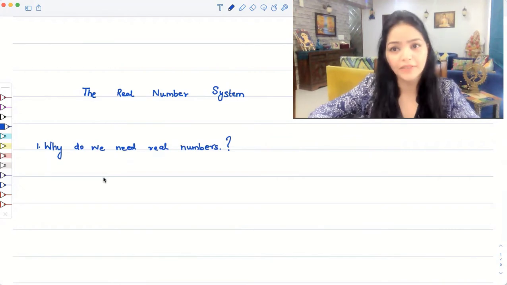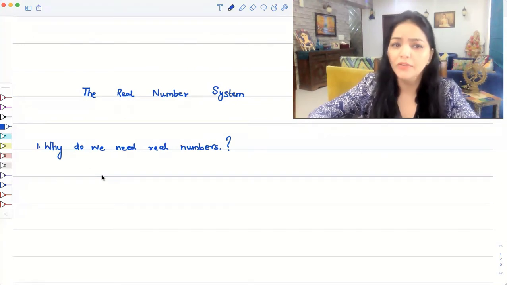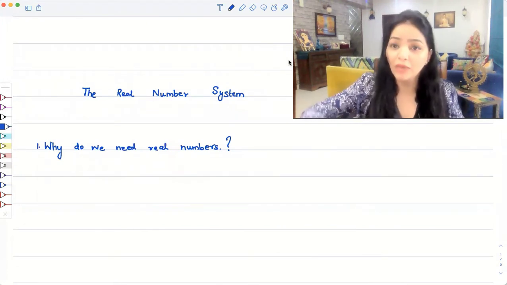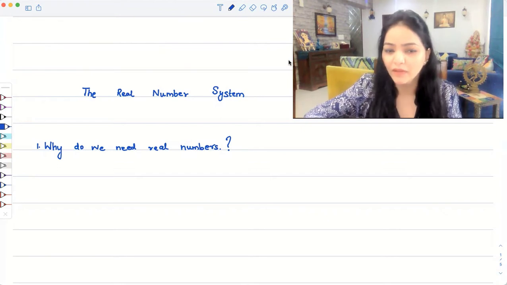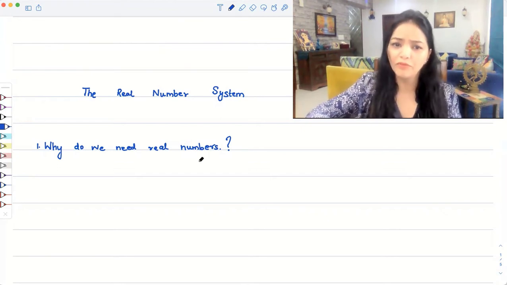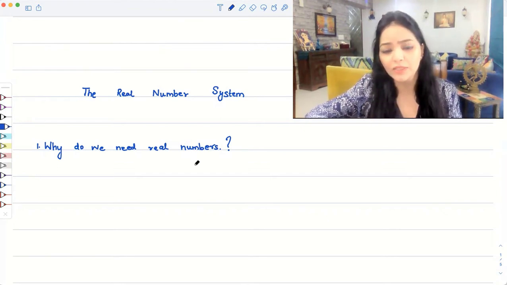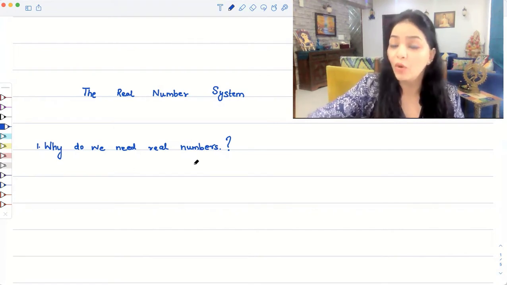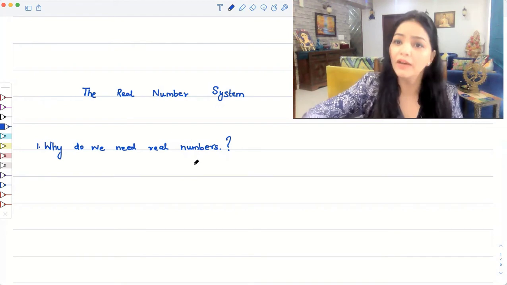Well, the simple answer is they help us count. They help us count and they help us measure. Real because they are very real. They're a part of our lives. All the time, without even realizing it, we're using real numbers. Another way of understanding real numbers is that they are the numbers which are not unreal or imaginary.